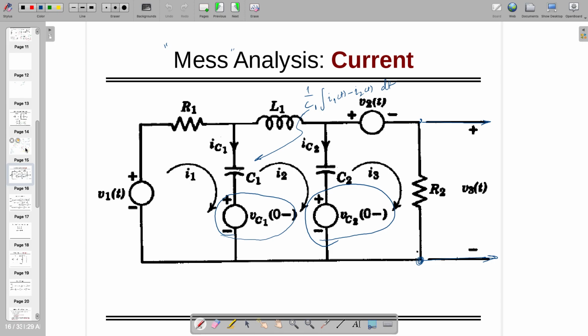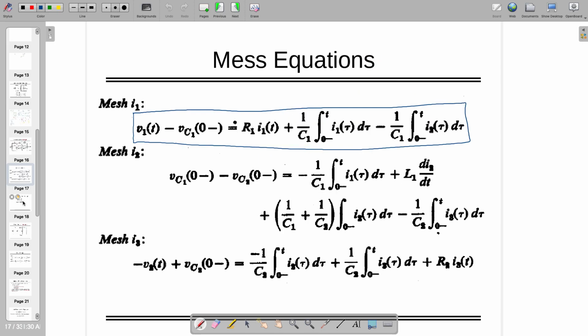Yeah, Manpreet, fine, right? So this is the result for the three mesh equations. This book's author is old, so maybe he is writing in a different way, Franklin Kuo. But the answer should be the same, whatever you are getting. Why is the integration from 0 minus to 0 plus? No, it's even from minus.